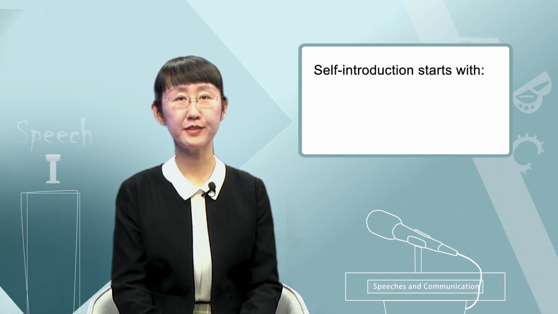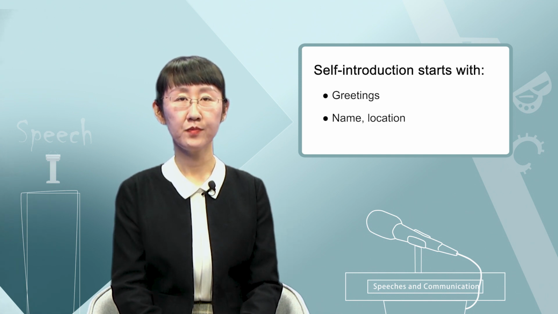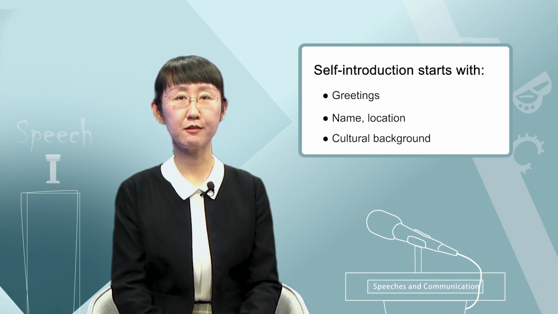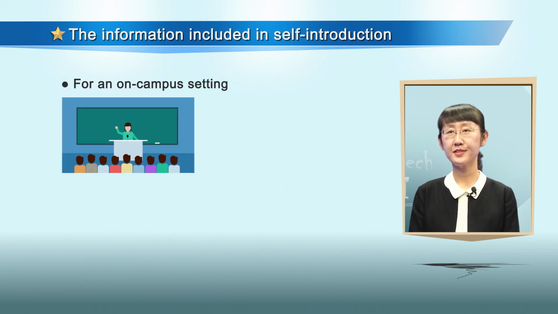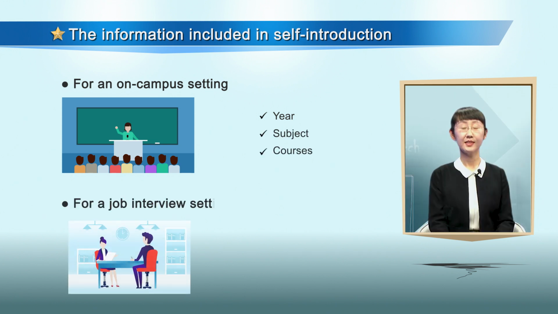Regardless of the occasion, self-introduction always starts with greetings. Next, you will give your name and location. You may also want to briefly mention your cultural background if you think it really matters and can define your character. If you are to speak in an on-campus setting, you might want to tell the audience which year you're in. You can also add the subject that you are studying and the course that you are taking. If this is a job interview, you can show your qualification, like awards that you won and your intern experiences.